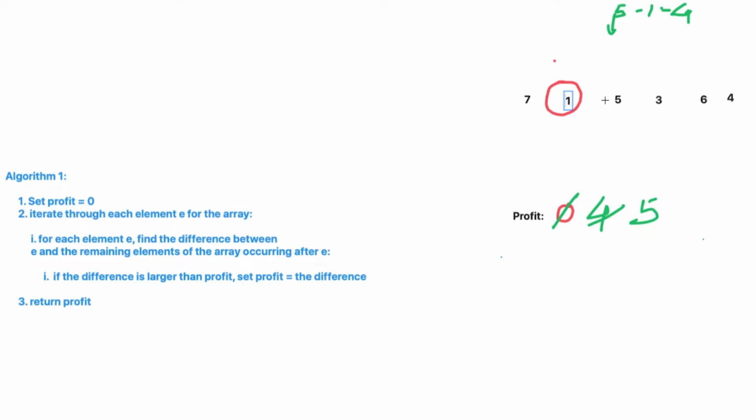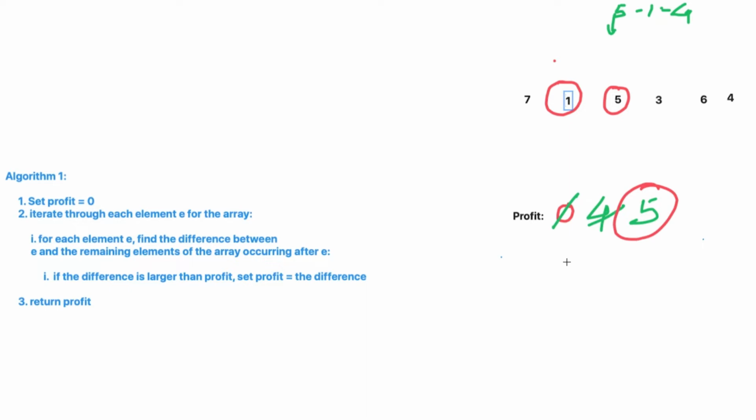Similarly, after 1 we again come to 5, and for 5 we are going to check the value with the remaining elements again. So 3 minus 5 is negative, so not going to update. 6 minus 5 is 1, not going to update profit because 1 is lesser than 5. 4 minus 5 is again a negative number, not going to update profit. So finally 5 is our answer.